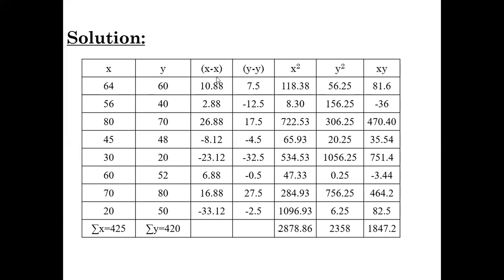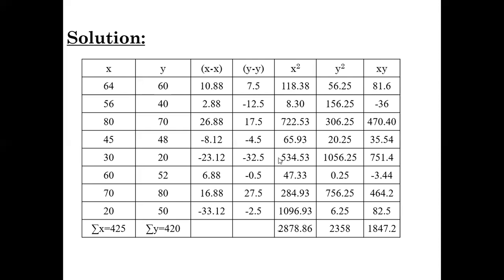So this is what we get as the x column. So we have to make it x square. 10.88 into 10.88. Like that, if you calculate, you will get 1.86. 2.88 into 2.88, 8.30. 26.88 into 26.88, 722.53. Here minus 8.12 into 8.12, 65.93.